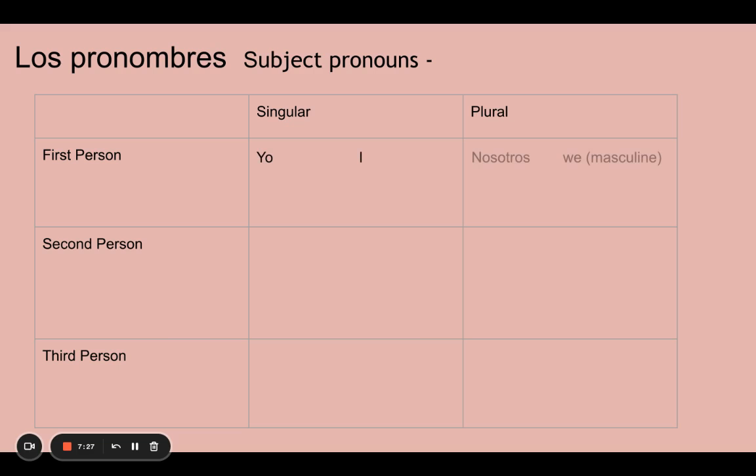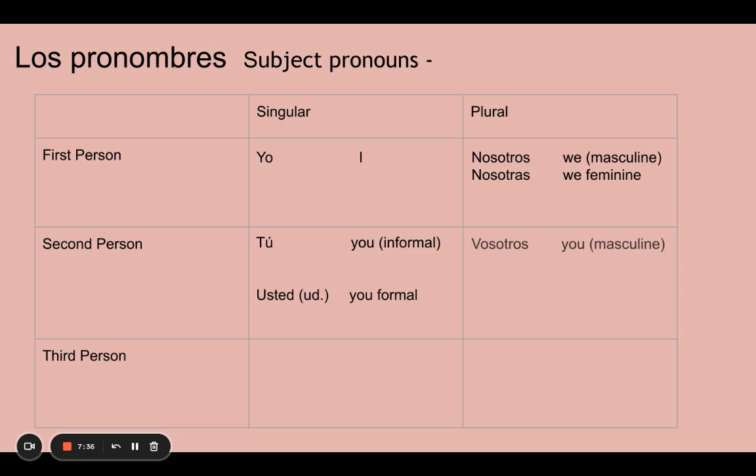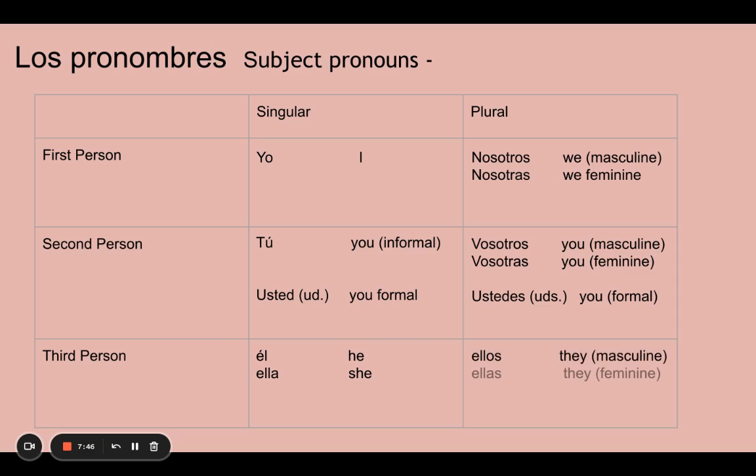So I have yo, I have nosotros, nosotras, tú, usted, vosotros, vosotras, ustedes, él, ella, ellos, and ellas. These are my subject pronouns. There will be other pronouns, but these are our subject pronouns.